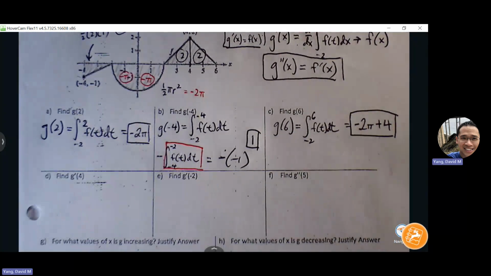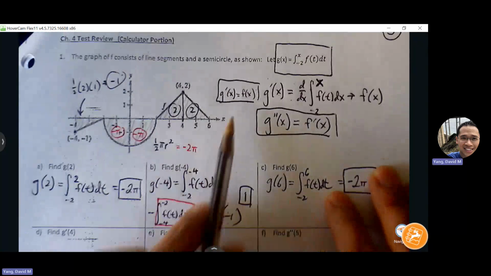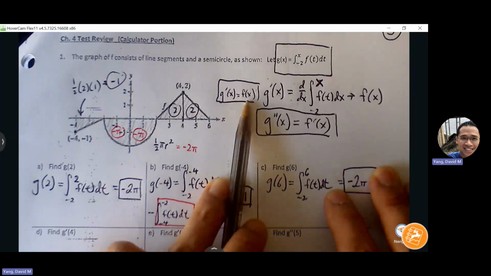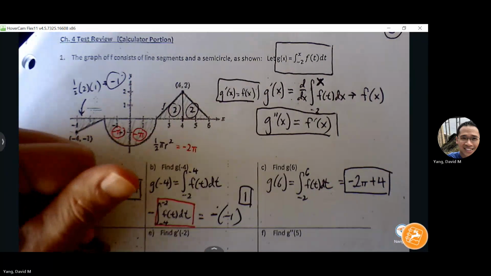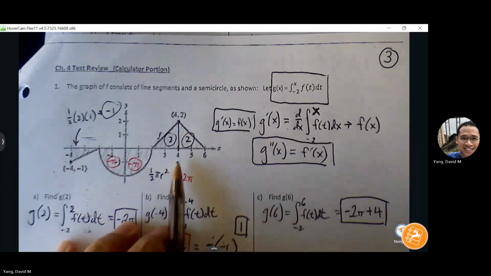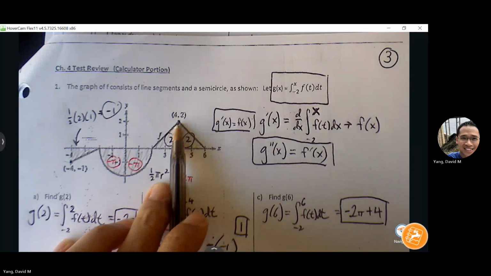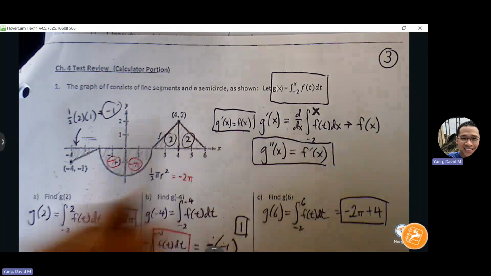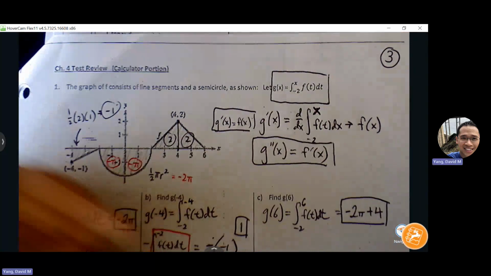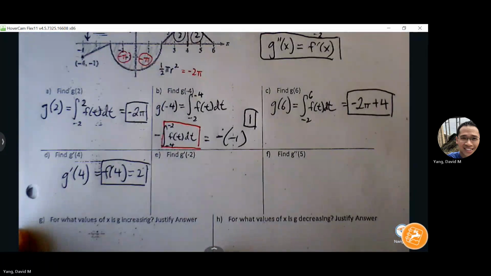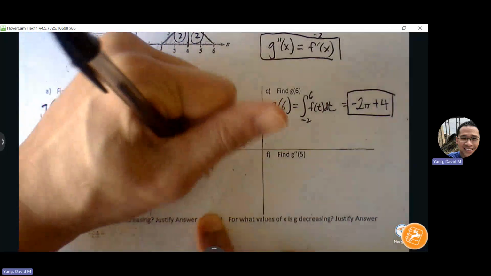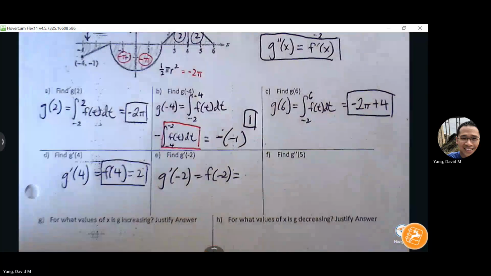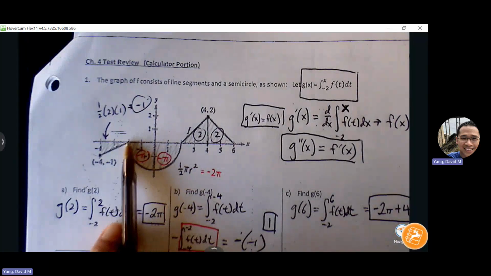Okay, part D, find G prime of 4. So G prime of 4 is just f of 4, right? That's the definition we've established. So what's G prime of 4? What's f of 4 going to be equal to? 2. Next up, G prime of -2. Just the ordered pair of f of -2. F of -2 is 0.